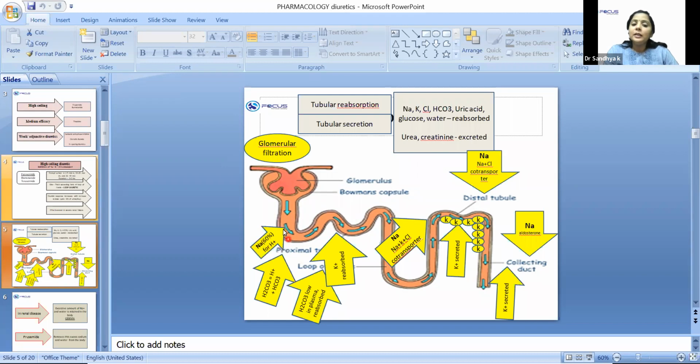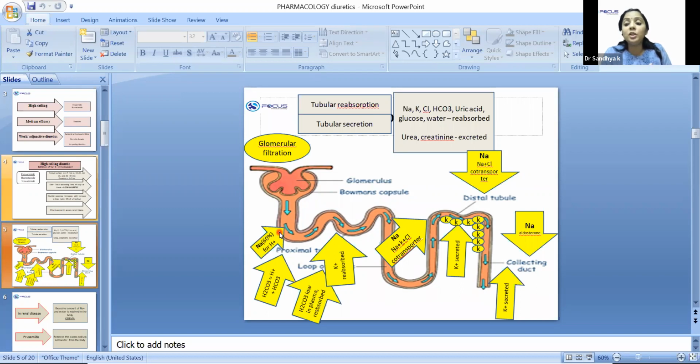So we'll see what is happening to different minerals at different sites. First of all, sodium. At the proximal convoluted tubule, around 60% of sodium is reabsorbed back into the body. This is under normal conditions in a healthy adult. So in order to maintain the balance, the body will have to give something back into the fluid.